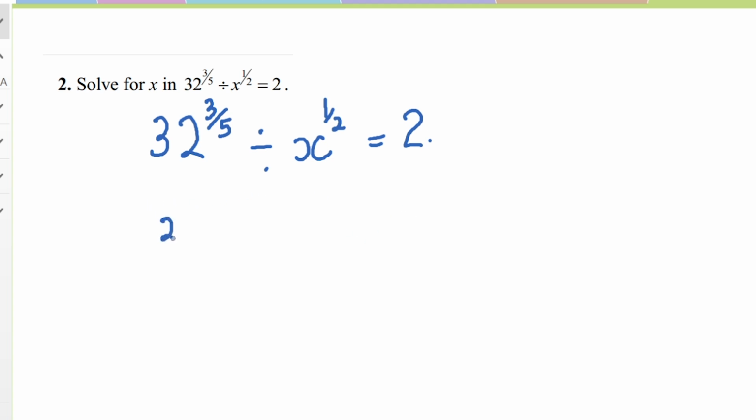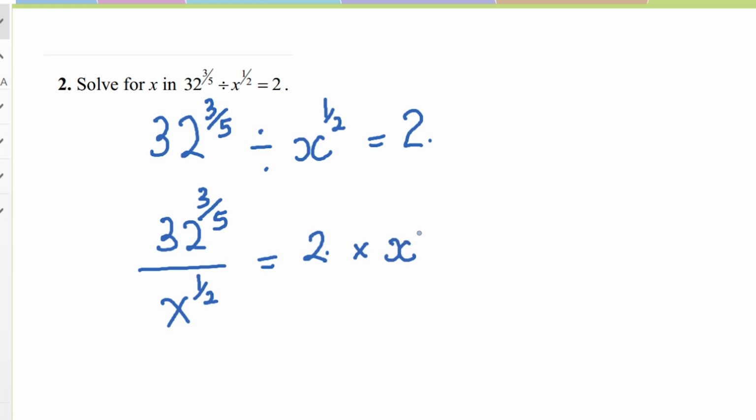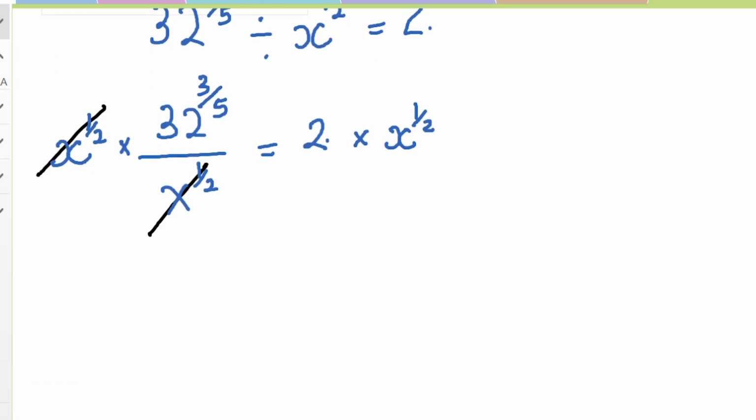So this is the same as saying 32 to the power 3 over 5 over x to the power half is going to be equal to 2. So we are trying to make x the subject of the formula. Multiply by x to the power half on both sides, so that the x to the power half cancels. What we are going to remain with here is 32 to the power 3 over 5 is going to give us 2x to the power a half, like that.